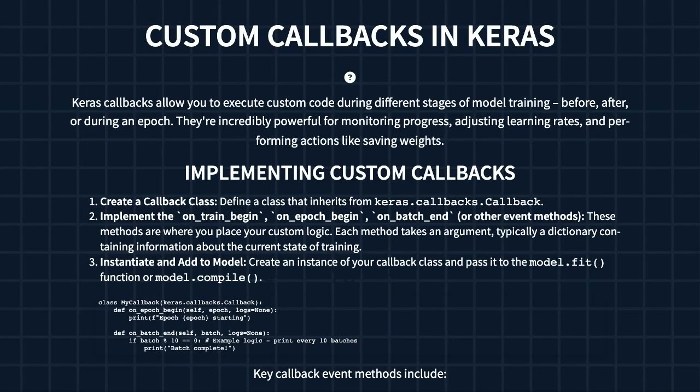Let's talk about callbacks in Keras. They are like little helpers that run during your model training process. You create a custom class, inheriting from the callback base class, and then define specific methods, like on epoch begin or on batch end. These are where you put in your own logic, whether it's printing progress updates, saving checkpoints, or adjusting things like learning rates. It's really about adding custom behavior to what Keras is doing automatically.